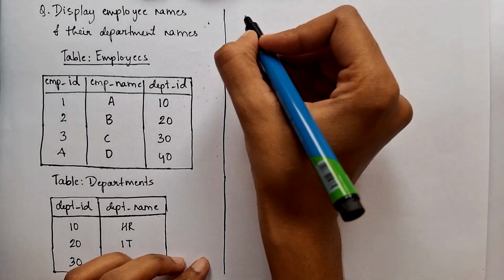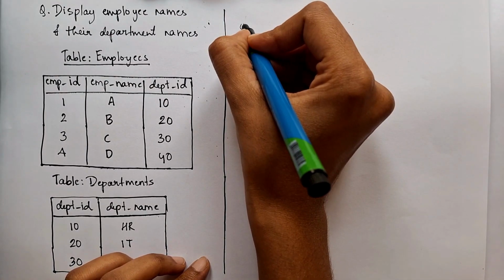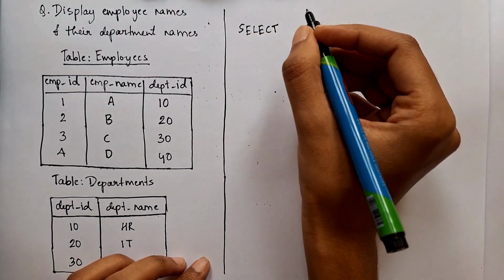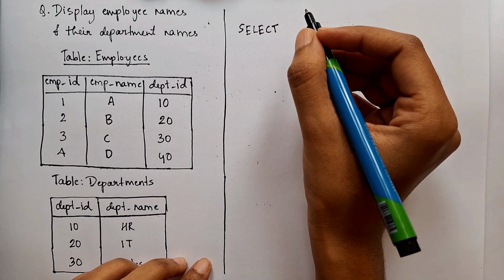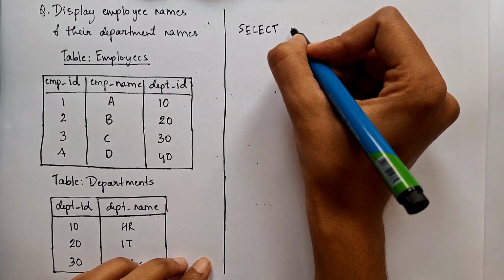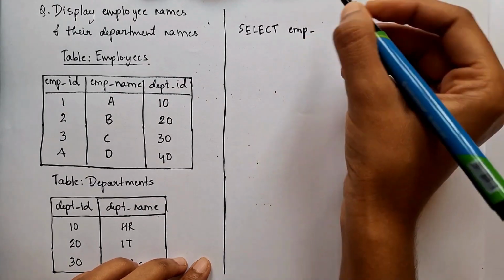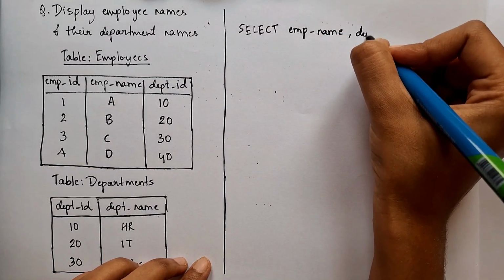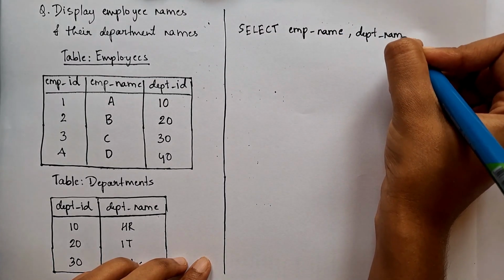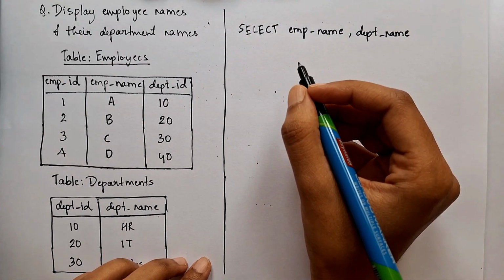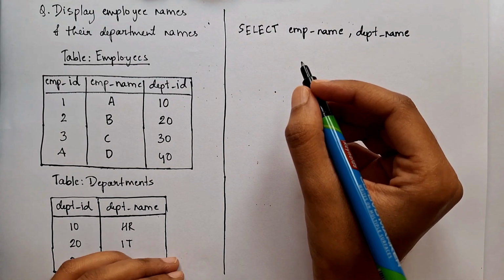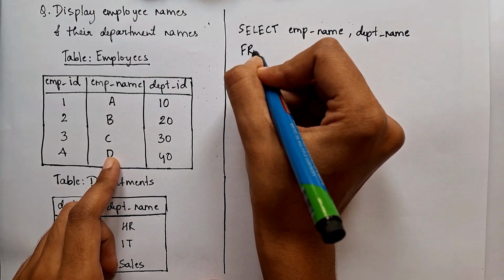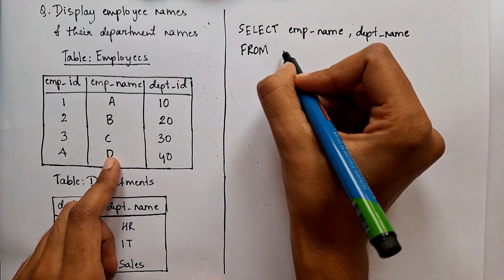So I write select, and the columns we need are employee name and department name. So I write employee name, comma, department name. Then we write from employees because this is our first table. So I write from employees.